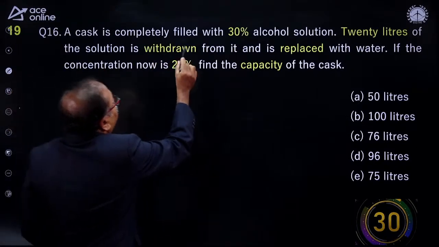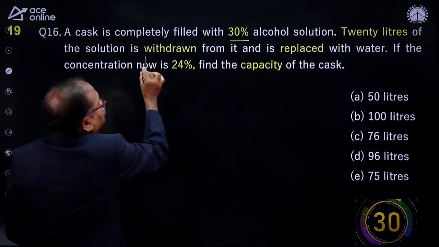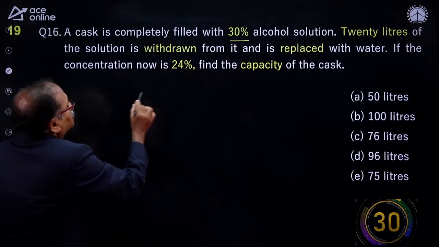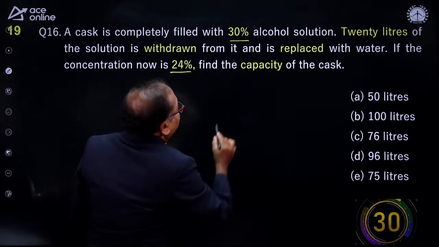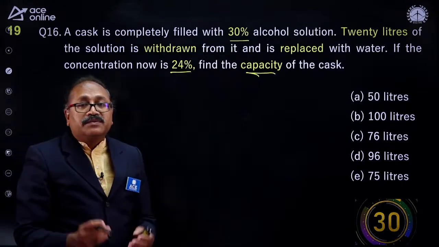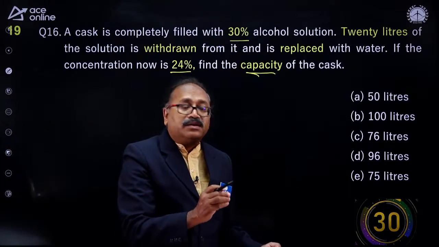A cask is completely filled with 30% alcohol, and 20 liters of solution is withdrawn and replaced with water, and the concentration becomes 24%. Then what is the capacity of the cask? It's a very beautiful question, simple and slightly twisted.